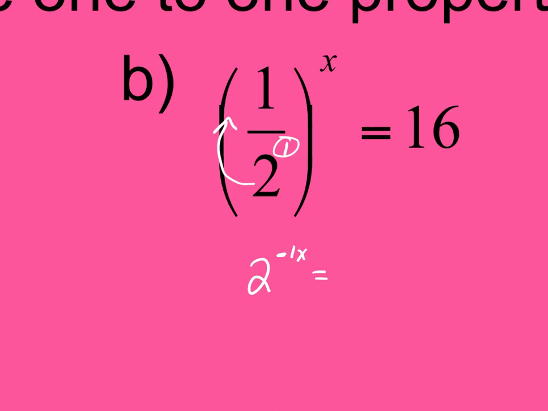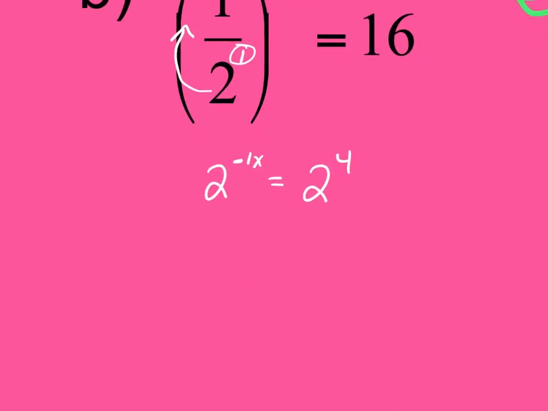Yes. What would it be? 2 to the what? 2 to the fourth power. Good. 2 to the fourth power. That's the same thing as 16. So now that my bases are the same, ladies and gents, what do I do? Cross them out.